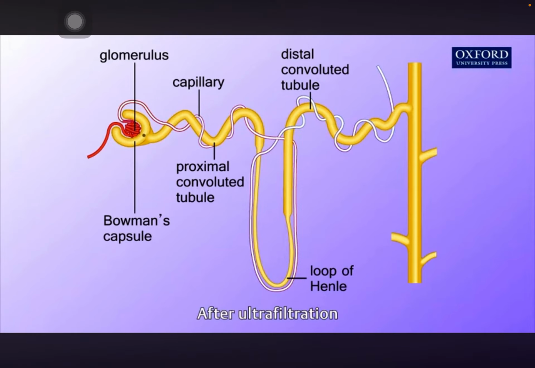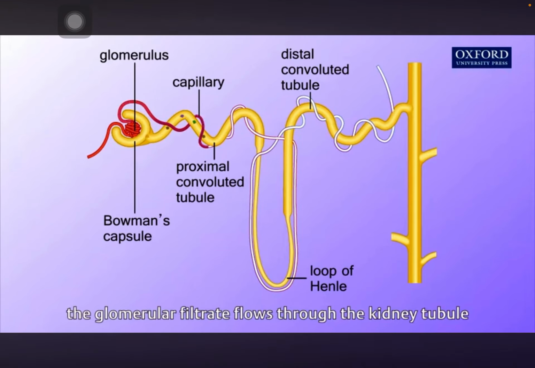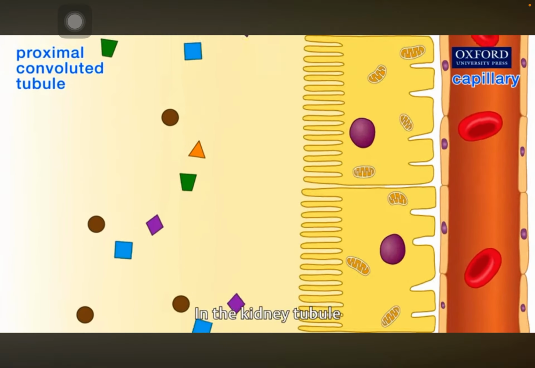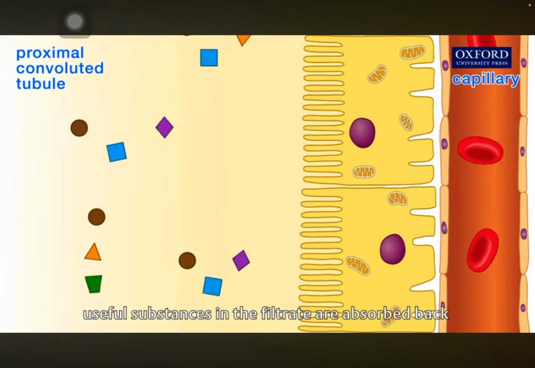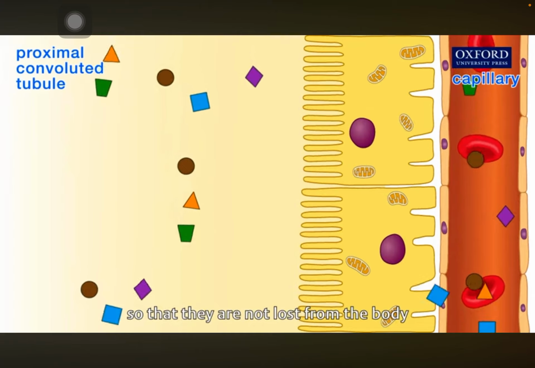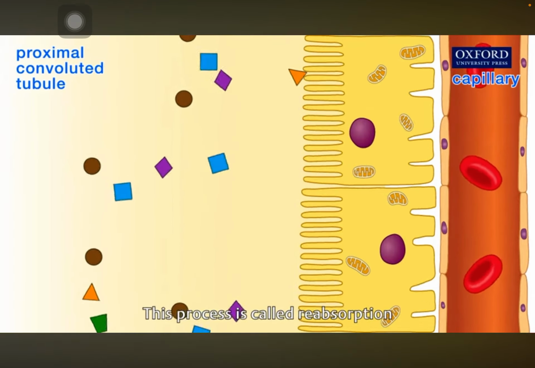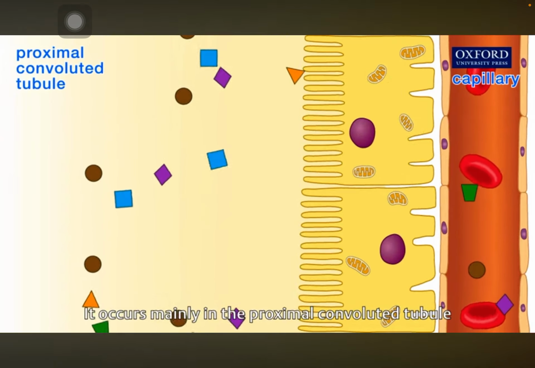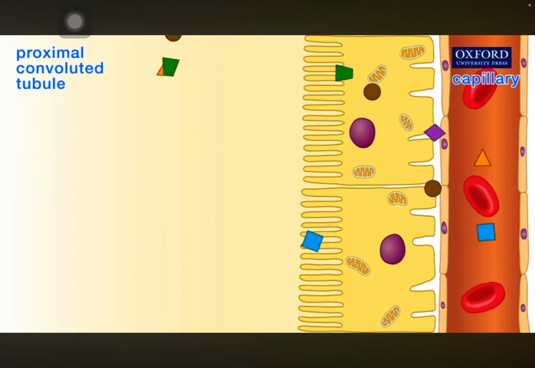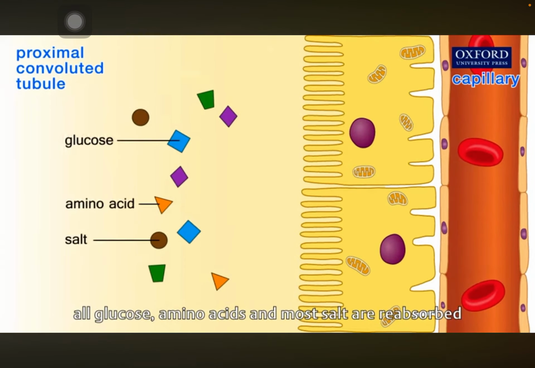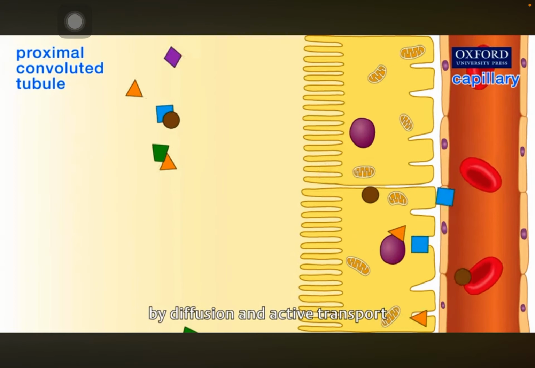After ultrafiltration, the glomerular filtrate flows through the kidney tubule. In the kidney tubule, useful substances in the filtrate are absorbed back into the surrounding capillaries so that they are not lost from the body. This process is called reabsorption. It occurs mainly in the proximal convoluted tubule. In the proximal convoluted tubule, all glucose, amino acids, and most salt are reabsorbed by diffusion and active transport.